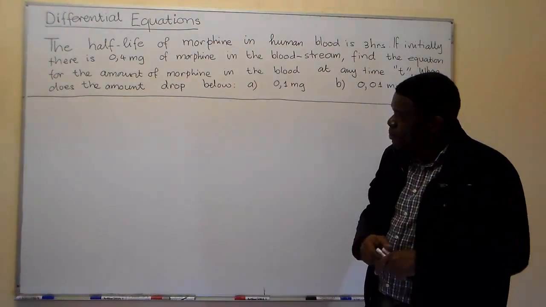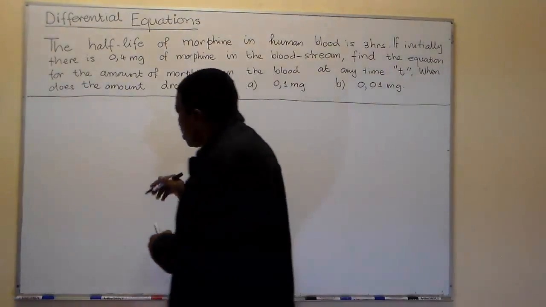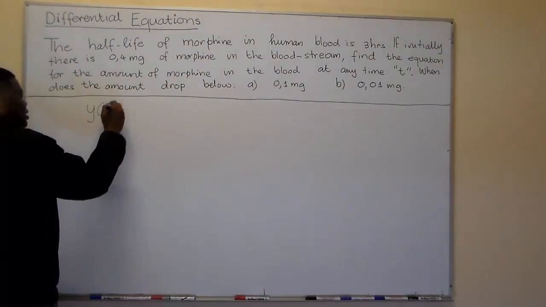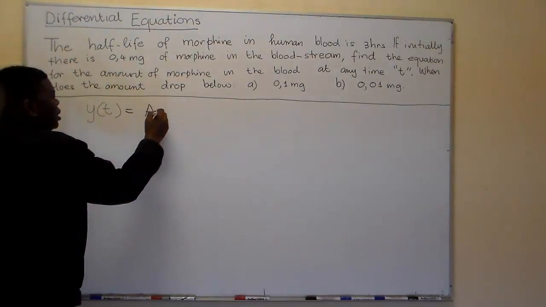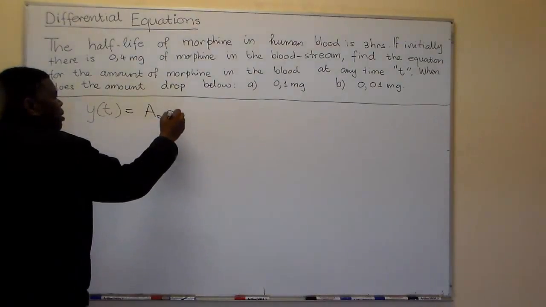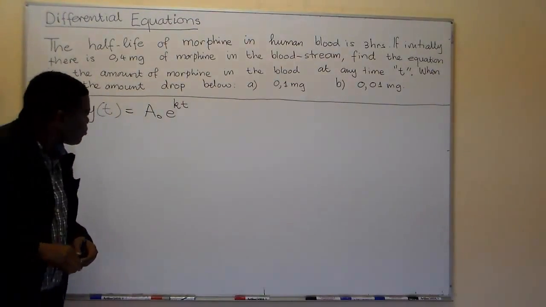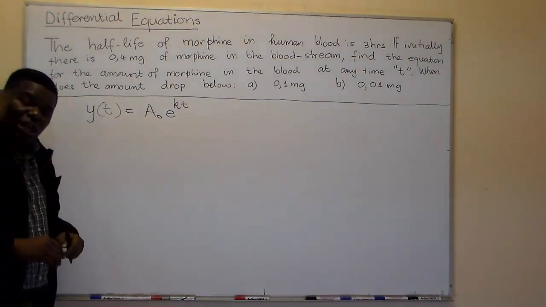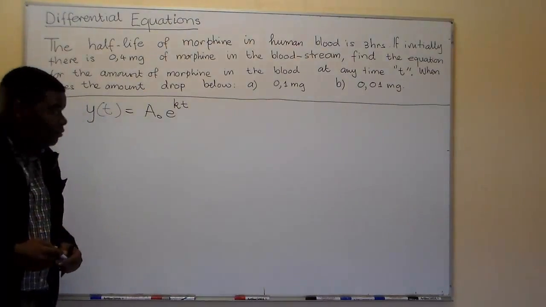Remember, the general solution for this kind of problem was y of t equals a0 e to the power kt. That is the solution we got from the general first order differential equation which describes exponential growth or decay.